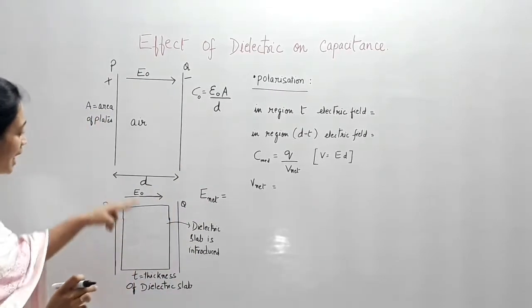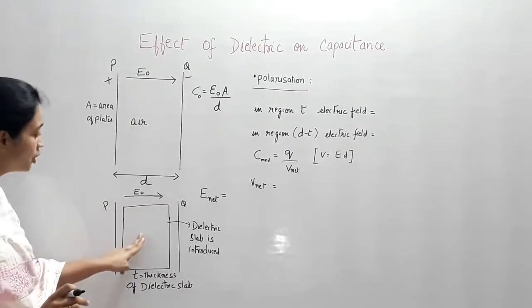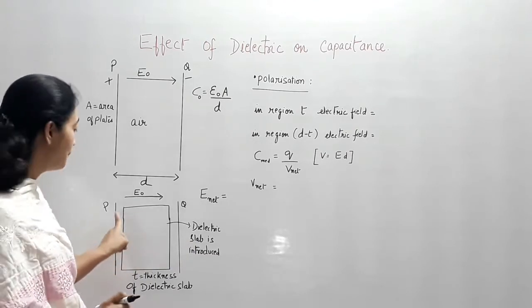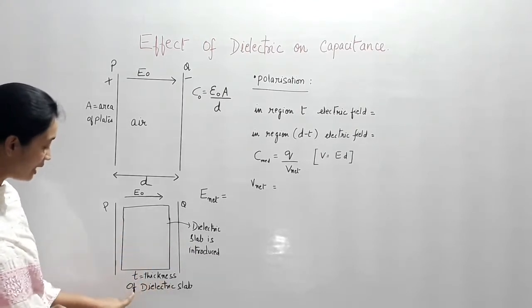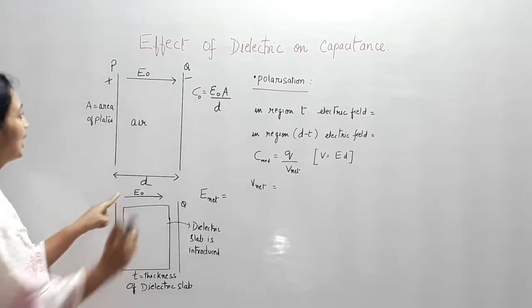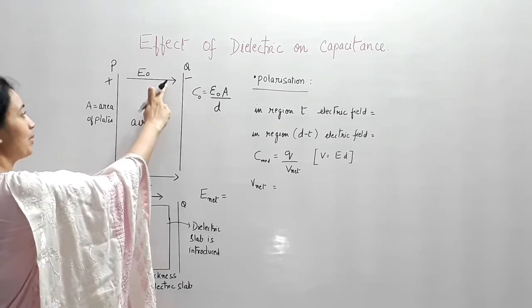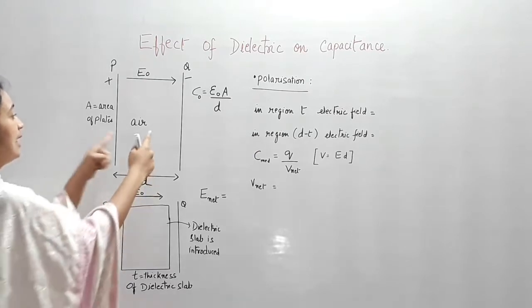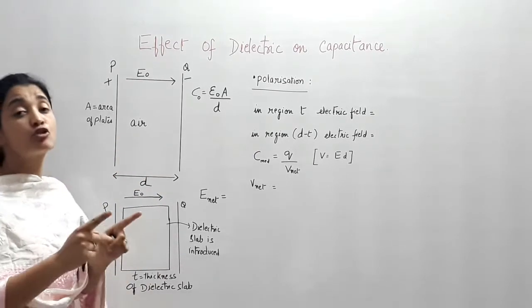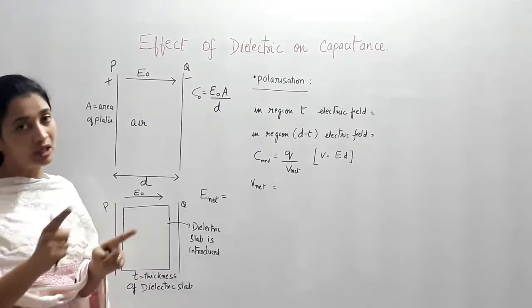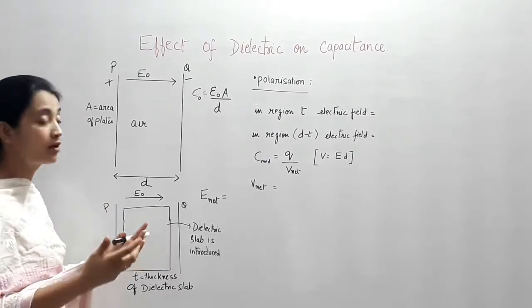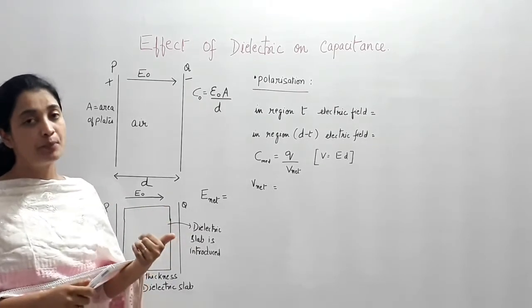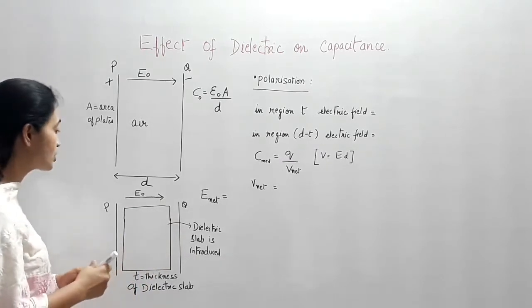Now suppose a little change in the situation. We have introduced a dielectric slab in between the plates of the capacitor P and Q. The thickness of the slab is T and the applied electric field is as before. Here also the same electric field E0 is applied. The change is that instead of air, now we have a dielectric slab between the plates of the capacitor. What is dielectric? What is polarization? How does the slab behave? All these things we have already covered in the previous episodes. If needed, you can look at those episodes.